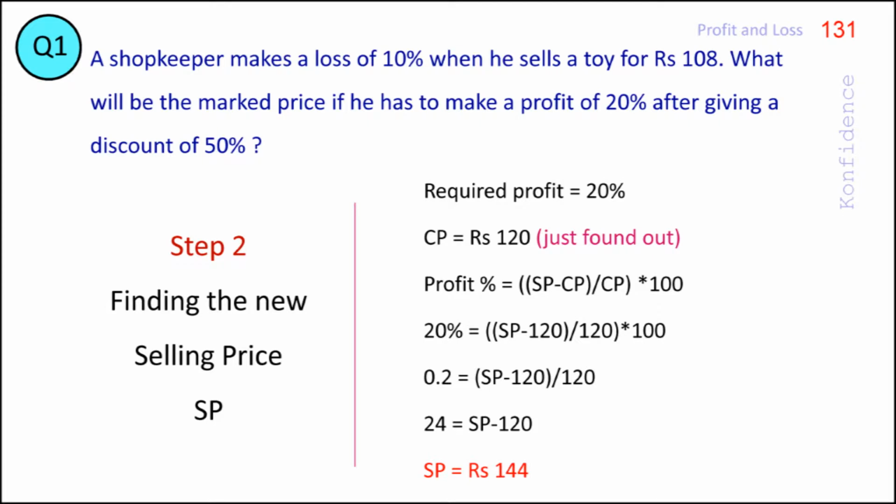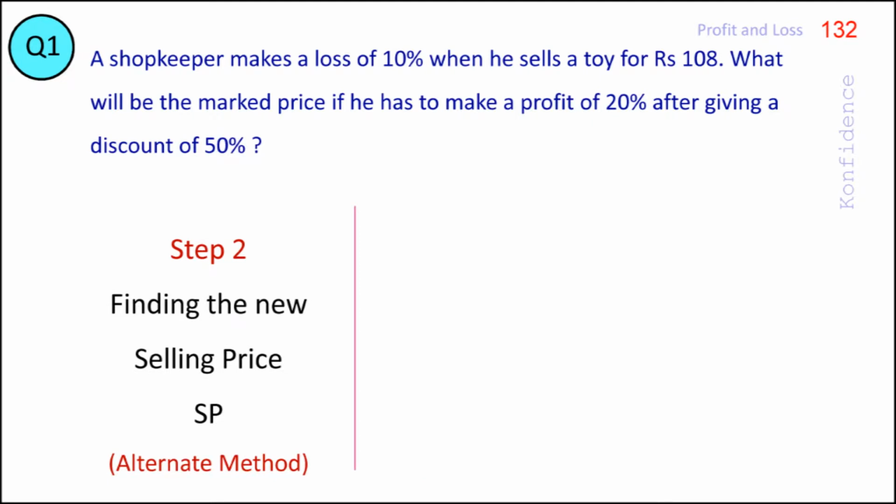Therefore, the required selling price SP is rupees 144. So, in order to get a profit of 20%, the shopkeeper should sell the toy at rupees 144. SP can also be found out in another method without using the formula.